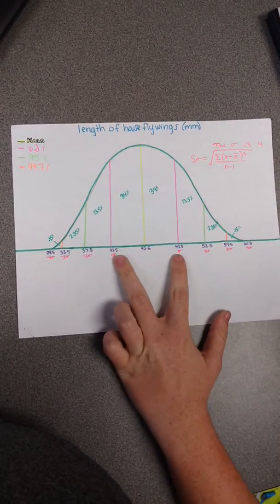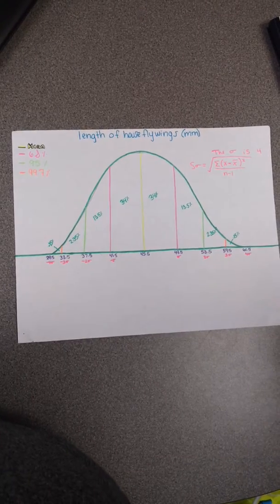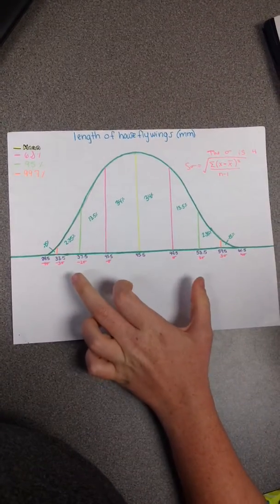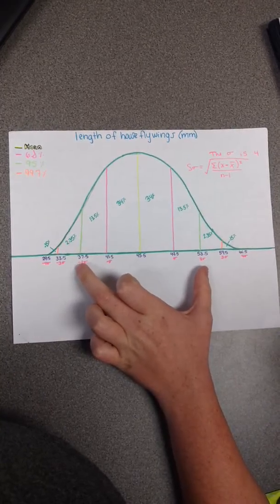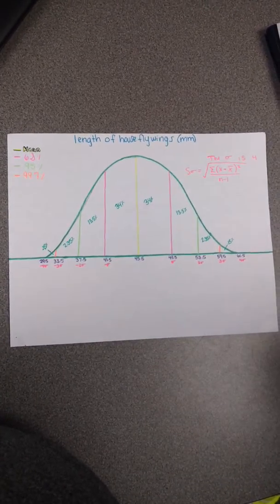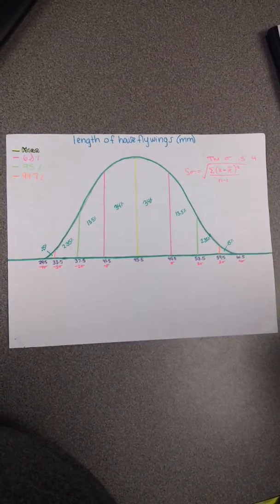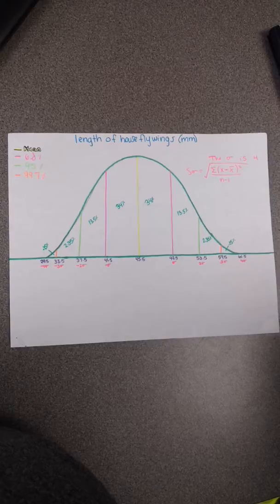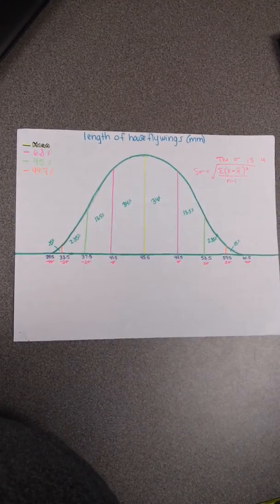Between the first standard deviations, 68% of your data should fall. And 95% of the data should fall between the second standard deviations, and 99.7% of your data should fall between the third standard deviations. And once you have all that, then your bell curve is complete.